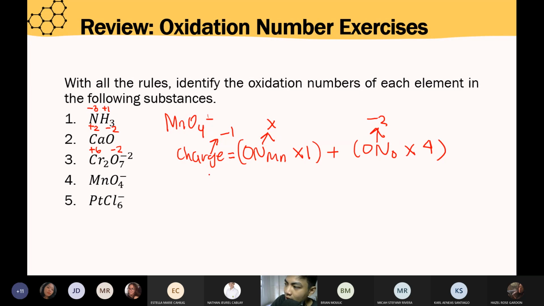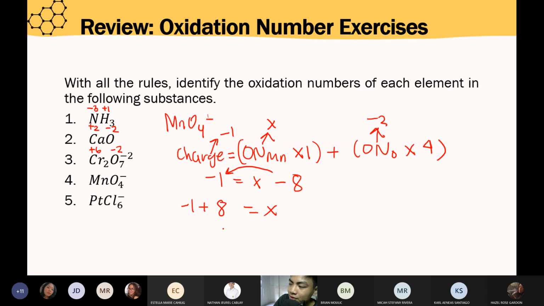With that in mind, plug in negative 1 equals x times 1, x. Negative 2 times 4 is negative 8. Kasi negative, so negative 8. So, what's next? Transpose. Transpose, so negative 1. This becomes positive when you transpose it, diba?